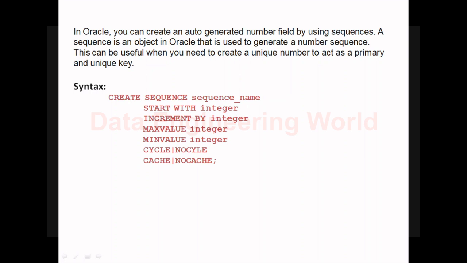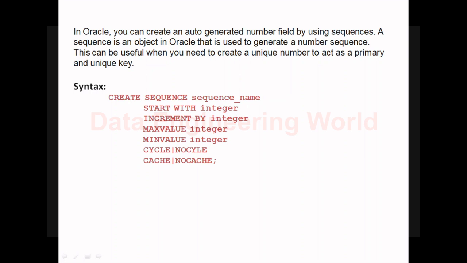So let's look at the syntax of creating a sequence. We can create a sequence using the keywords create sequence followed by the sequence name. After that, we need to specify the starting value. So we need to use the start with keyword to specify our initial value.